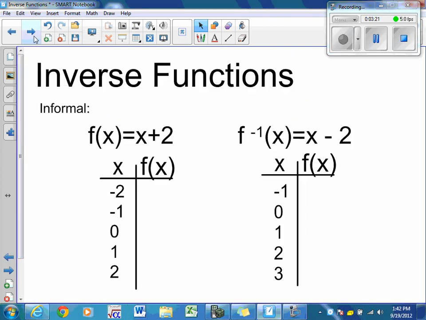We want to talk about inverse functions today, so I will first pause here for a minute and let the sub pass out the inverse function notes.